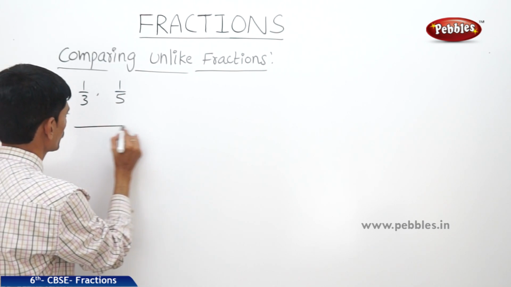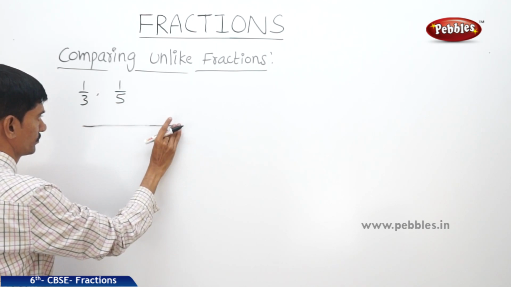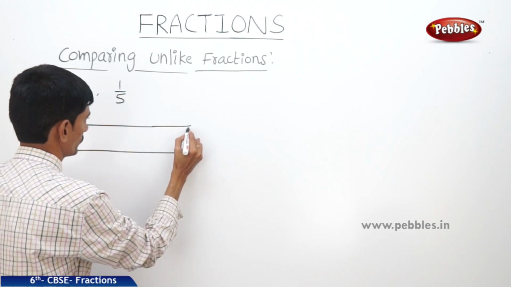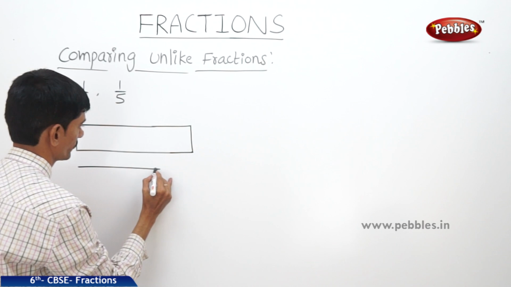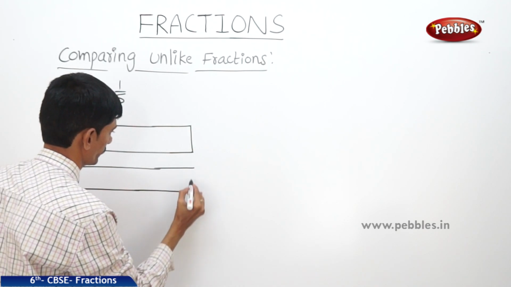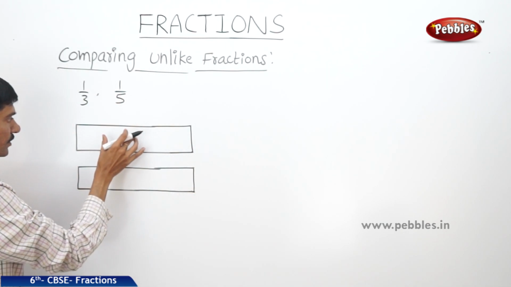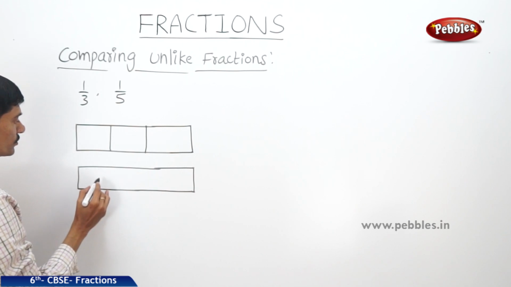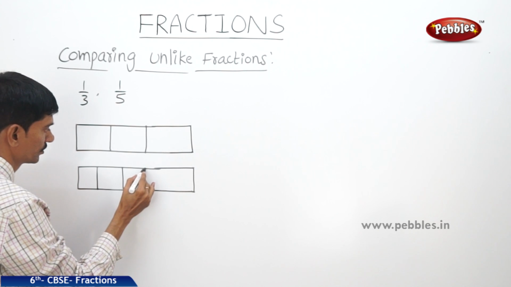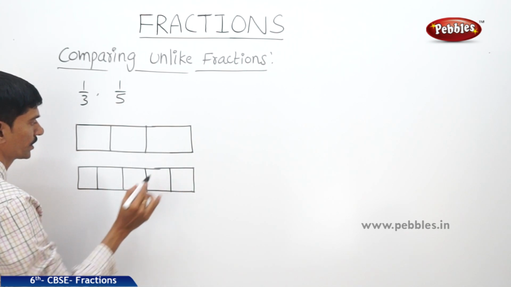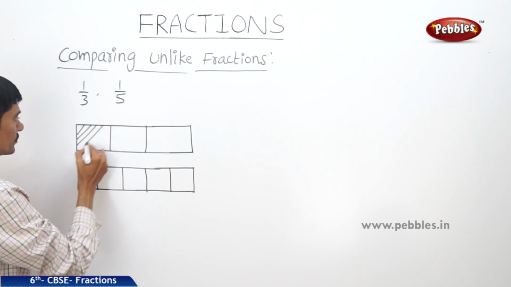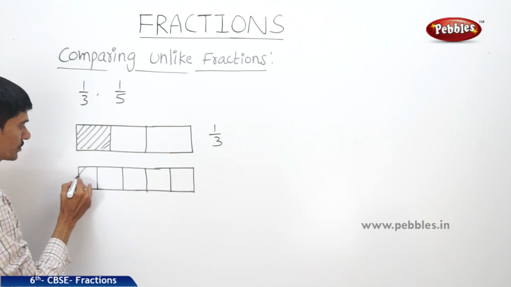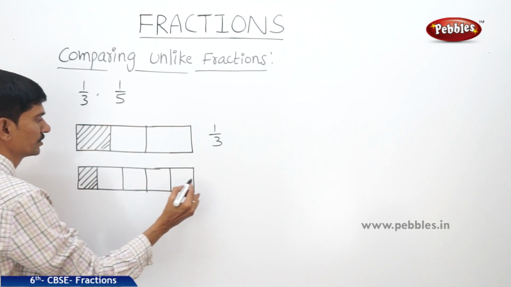Now let us take 2 rectangles. The first rectangle is divided into 3 equal parts, 1, 2, 3, and the second rectangle is divided into 5 equal parts, 1, 2, 3, 4, 5. Now here one part is shaded out of 3 equal parts. So this represents 1 by 3, and here one part is shaded out of 5 equal parts. So this is 1 by 5.